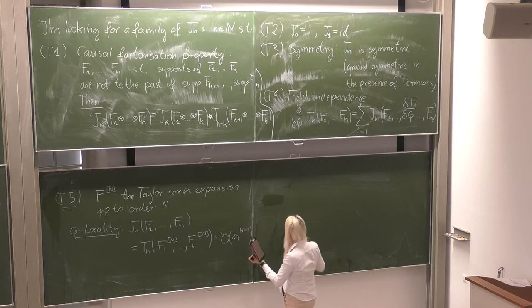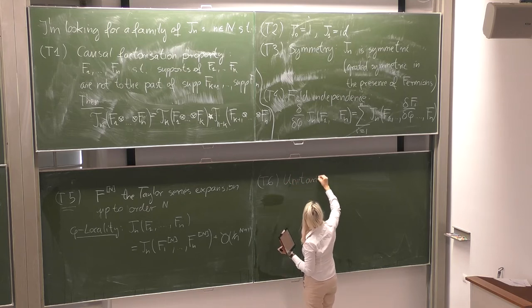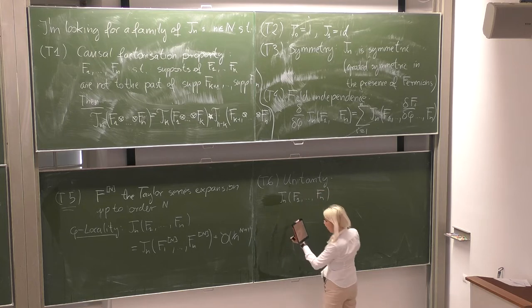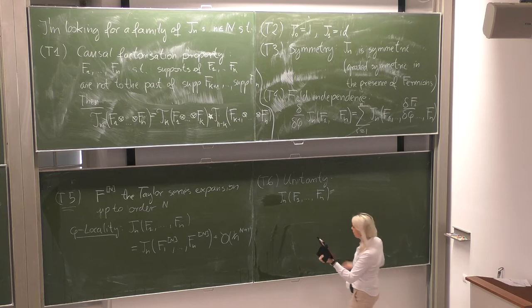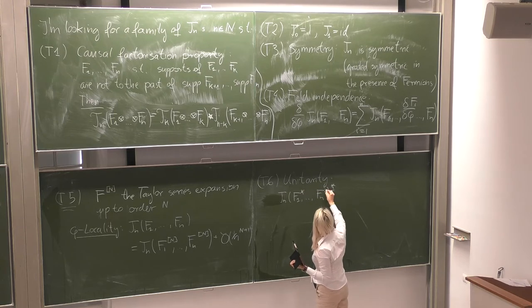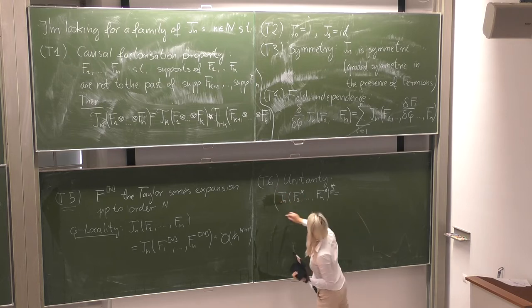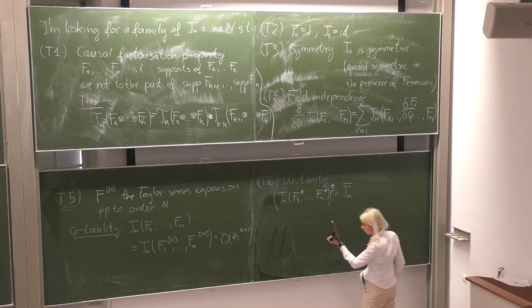And almost there. So T6 is unitarity. So that's an important one. So Tn of f1 to fn, now I want to complex conjugate everything. So complex conjugate this and complex conjugate that. What happens? That replaces Tn with the anti-time ordered product.